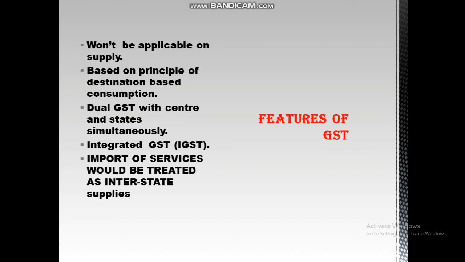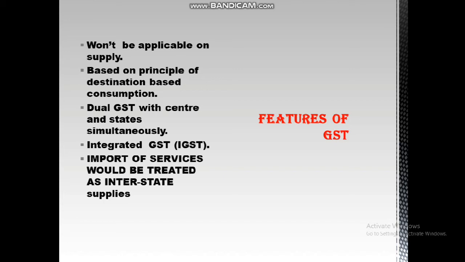The final feature is state taxes that would be subsumed within the GST, that is state VAT, central sales tax, purchase tax, luxury tax, entry tax in all forms, entertainment tax except those levied by the local bodies, taxes on advertisements, taxes on lotteries, betting and gambling. The GST would apply to all goods and services except alcohol for human consumption.